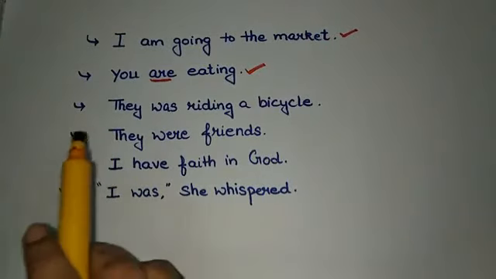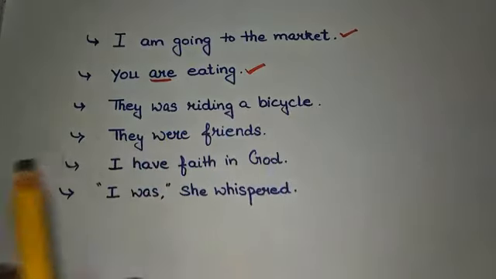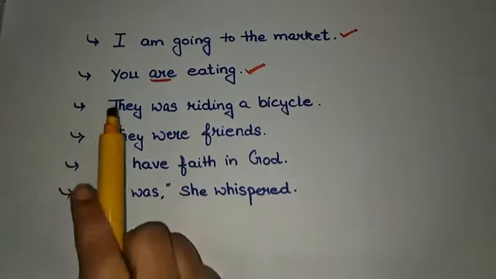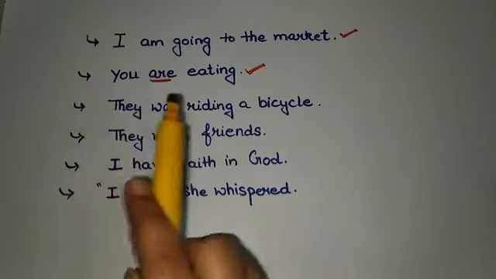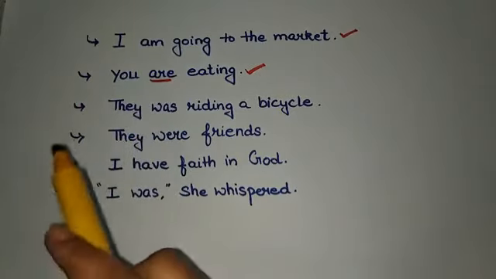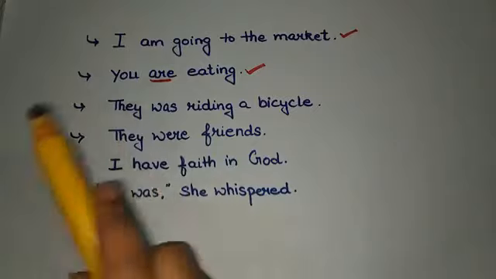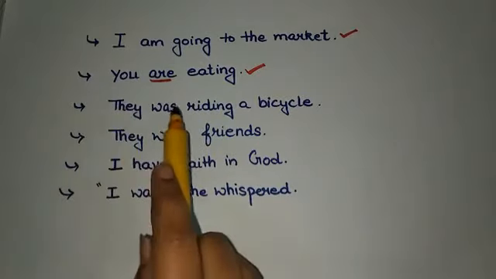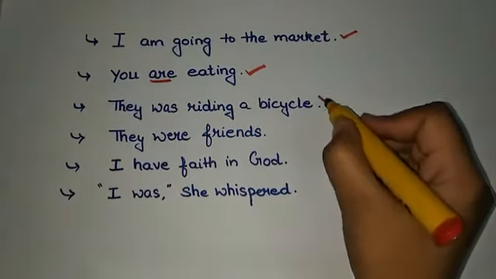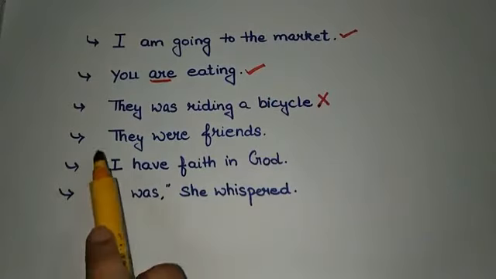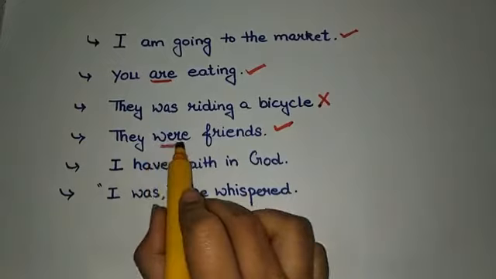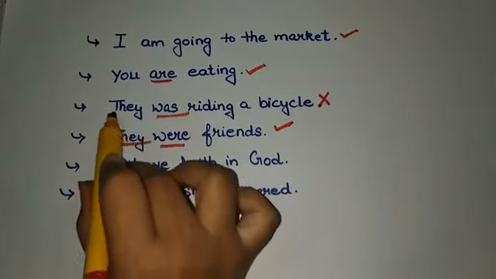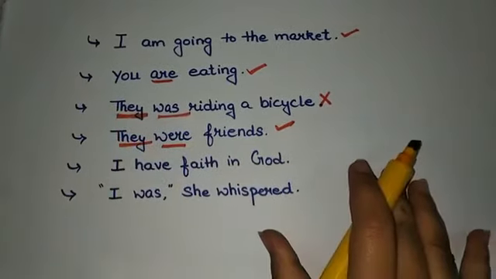Now come to this. They was riding a bicycle. Can you say this is correct? Here they is representing a plural subject, meaning we are talking about more than one person here. So they was riding a bicycle is a wrong sentence, whereas they were friends is a correct one. So can you see, the verb should make a balance with the subject.